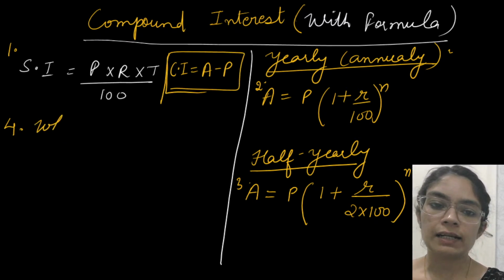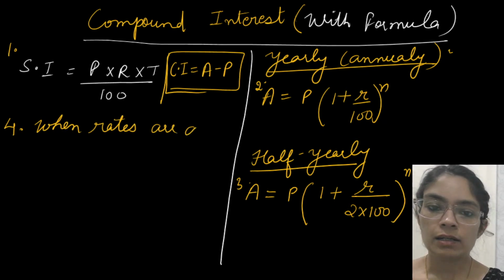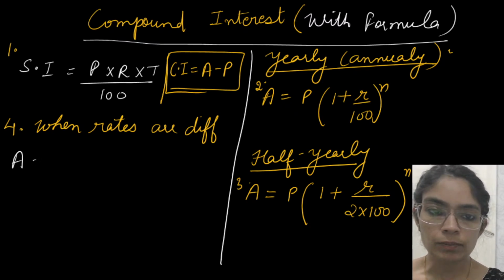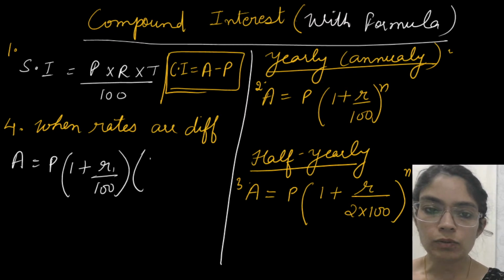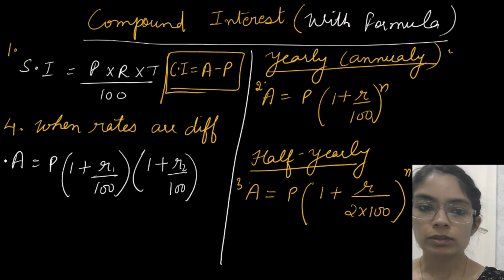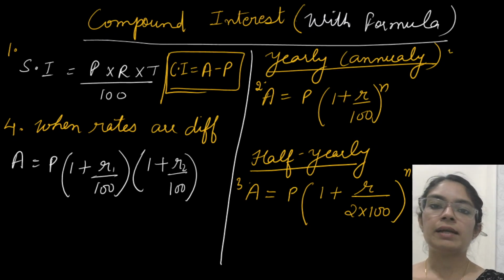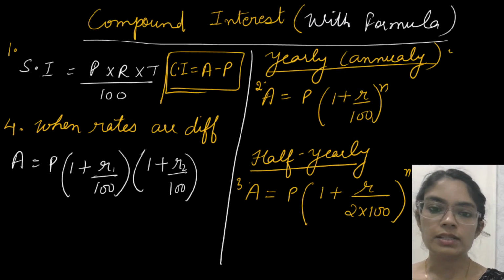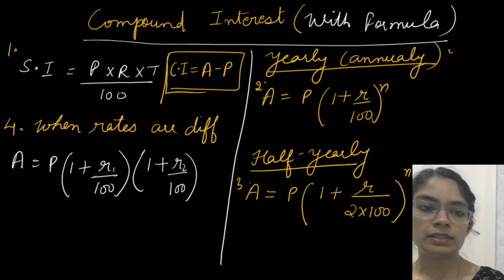See, when rates are different, in that case the formula of amount is A equals P into 1 plus R1 by 100 into 1 plus R2 by 100. And if we have a third rate also, it will continue with 1 plus R3 by 100. So this formula we have to use when rates are different for the successive years. Okay, so these are the formulas I am going to use in the next few questions.